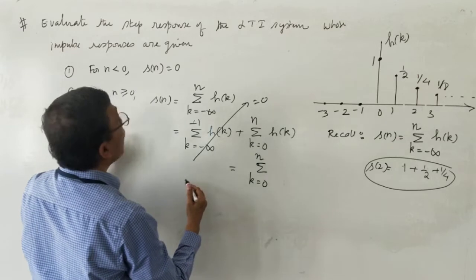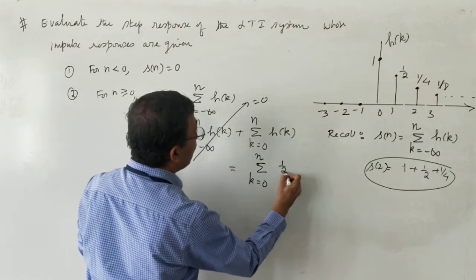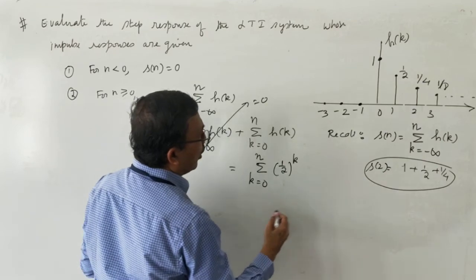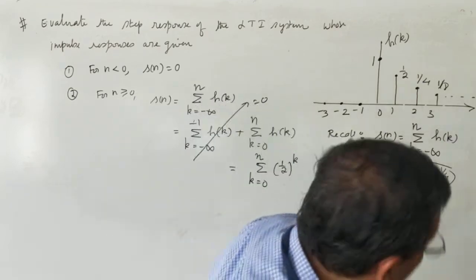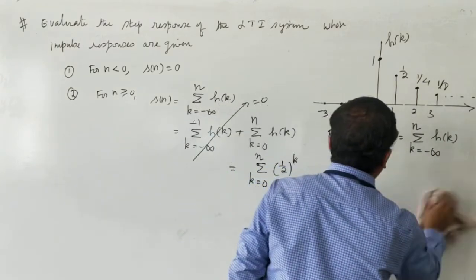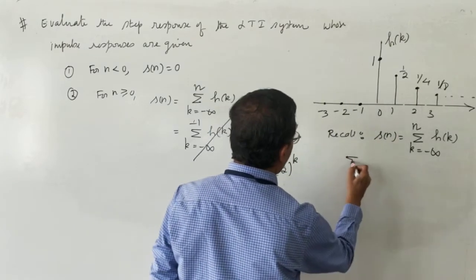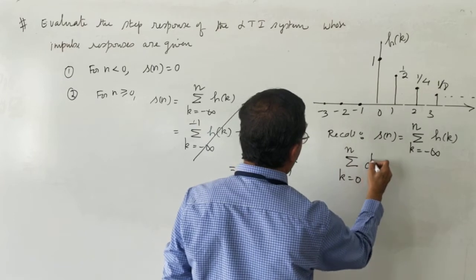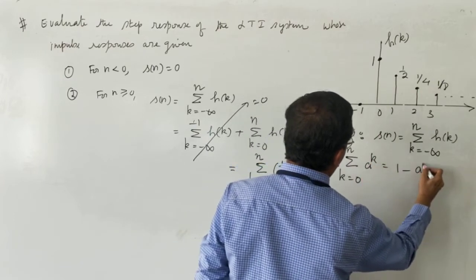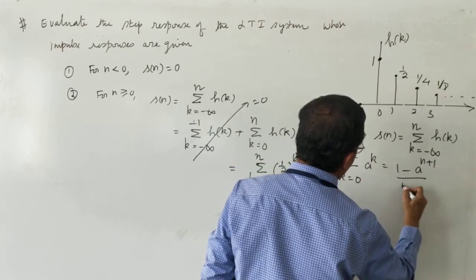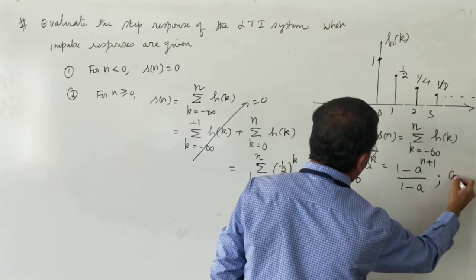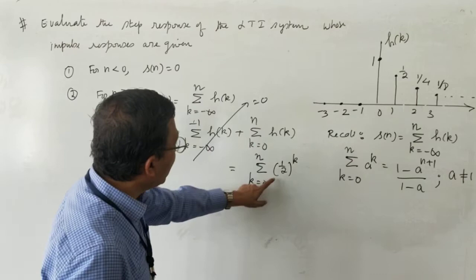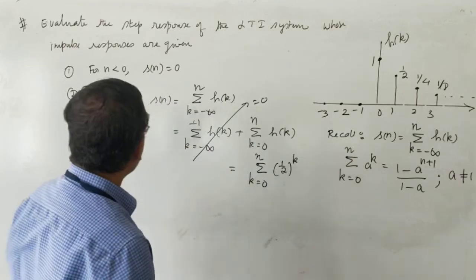What is h of k given in the problem? It is half to the power k. Now apply the formula. The formula is summation k is equal to 0 to n on a to the power k equals 1 minus a to the power n plus 1 by 1 minus a, provided a is not equal to 1. So here what is a? Here a is half.